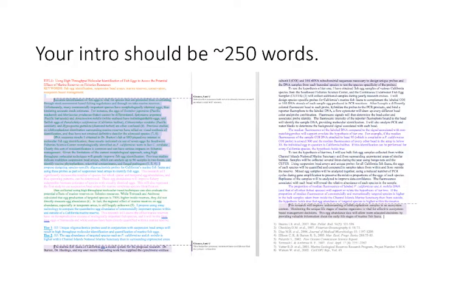Okay, and how long should your introduction be? Probably not as long as you think. So I don't think I've mentioned this previously. The whole research proposal for the NSF GRFP is only 2 pages long total.